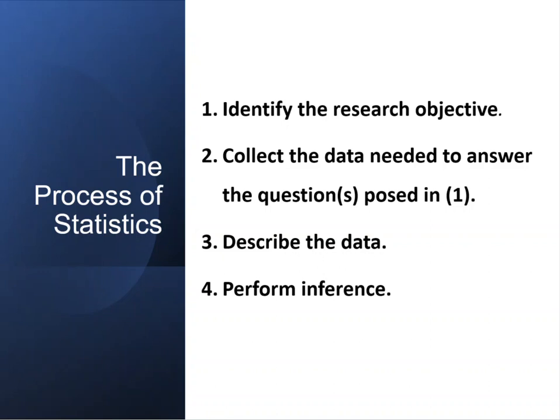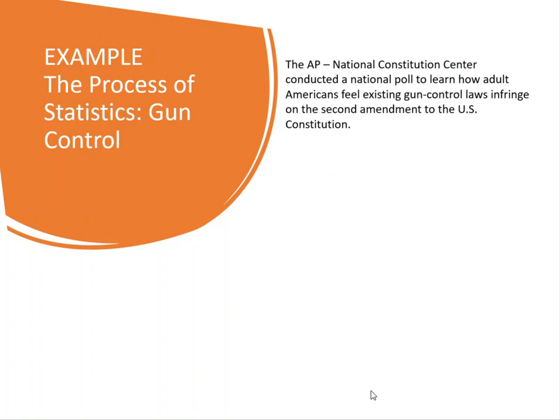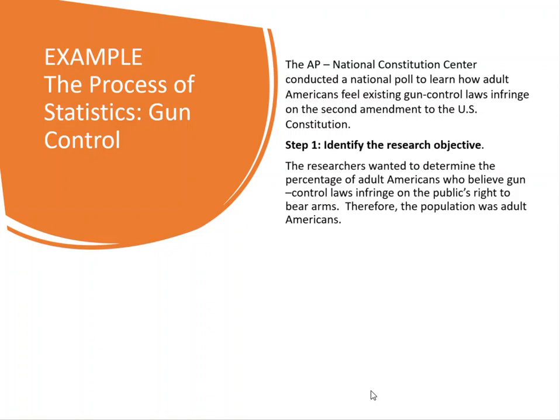Let's take a minute and look at an example of this through the process of gun control. Here I have an example that says the AP wants to learn how adult Americans feel existing gun control laws infringe on their Second Amendment rights in the Constitution. The first step in applying the process of statistics is to identify some sort of research objective. Here the researchers wanted to determine what percentage of adult Americans believe that gun control laws do infringe on their right to bear arms.